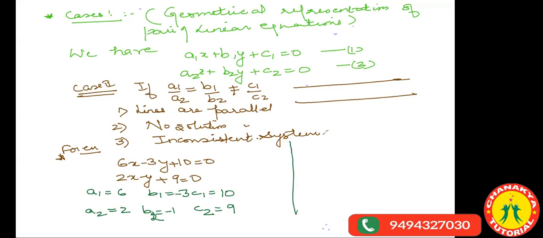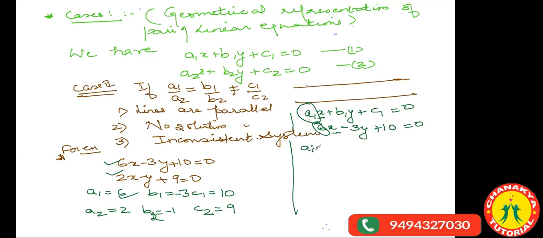Children, I am explaining this once again. We were having two equations like A1x plus B1y plus C1 is equal to 0. In all the questions also, we will be getting two linear equations. So here also we have two linear equations. Just write this equation 6x minus 3y plus 10 is equal to 0. Just compare. Here the coefficient of x is A1 and here the coefficient of x is 6, so the value of A1 is 6.